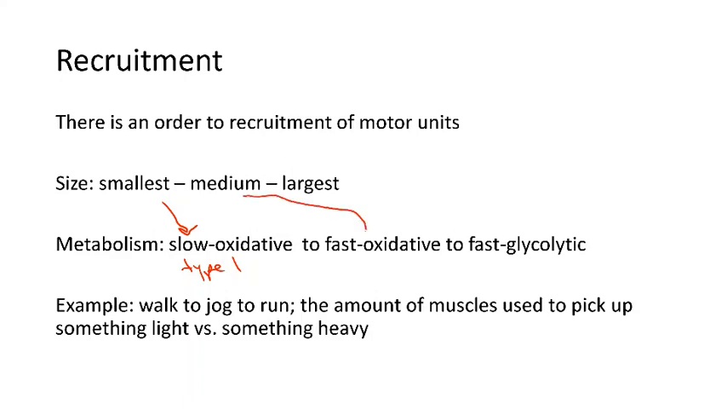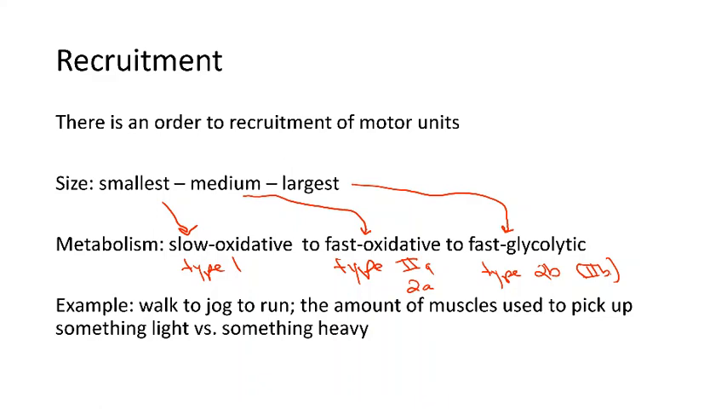Medium, on the other hand, are these fast oxidative, sometimes called type 2A. It doesn't matter which way you write your 2, Roman number or standard. They're about medium size. They have a faster myosin. They still keep the oxidative metabolism. And then the largest ones are these fast glycolytic, which are called type 2B, depending on how you wish it. So they have the fastest myosin, and they use a lot of glycolysis, which is why they are so large.